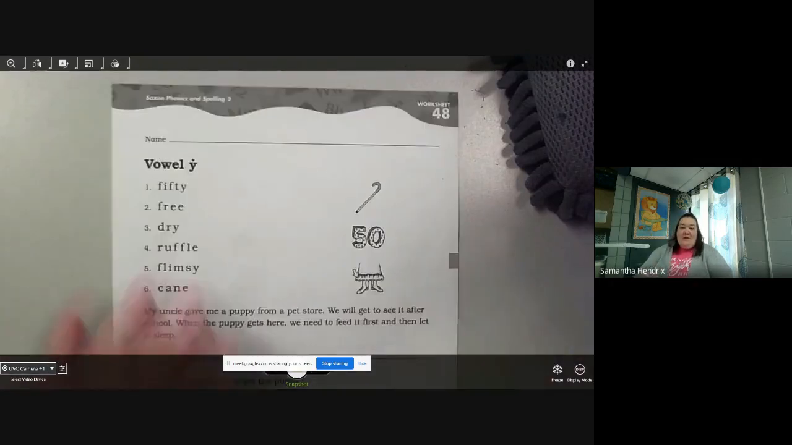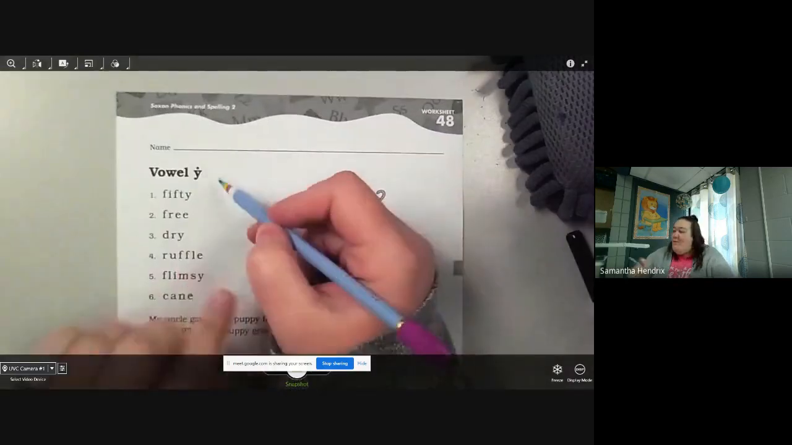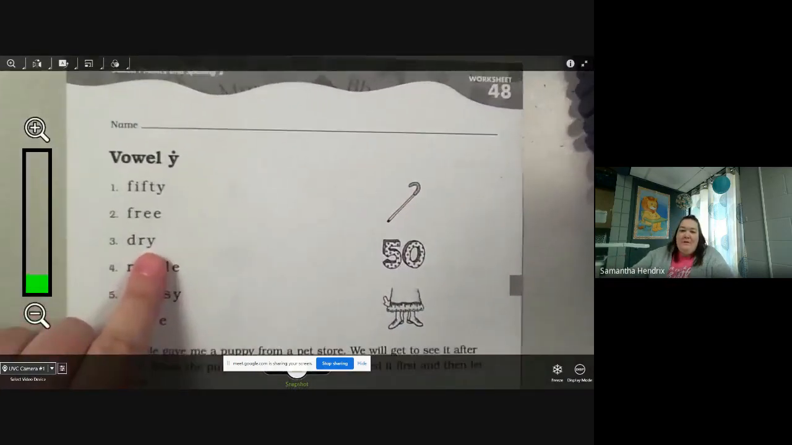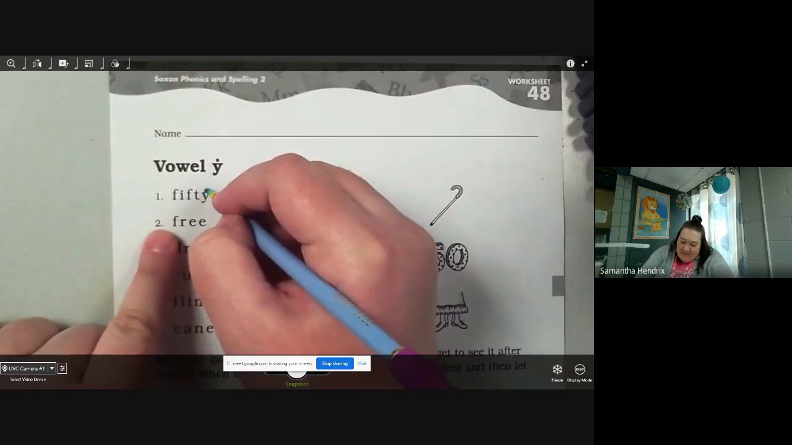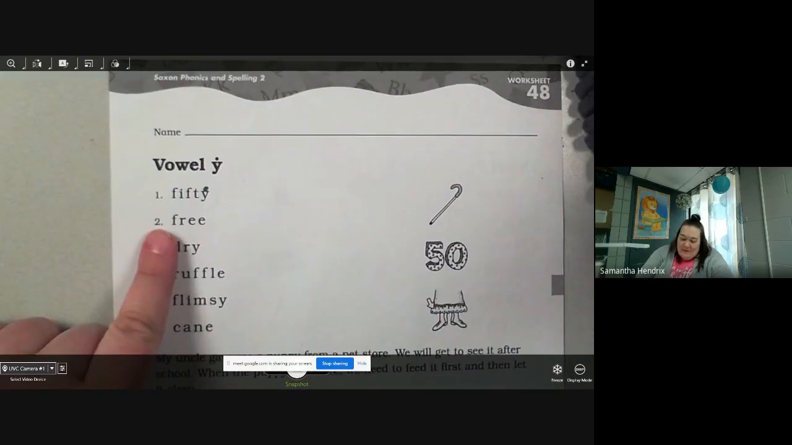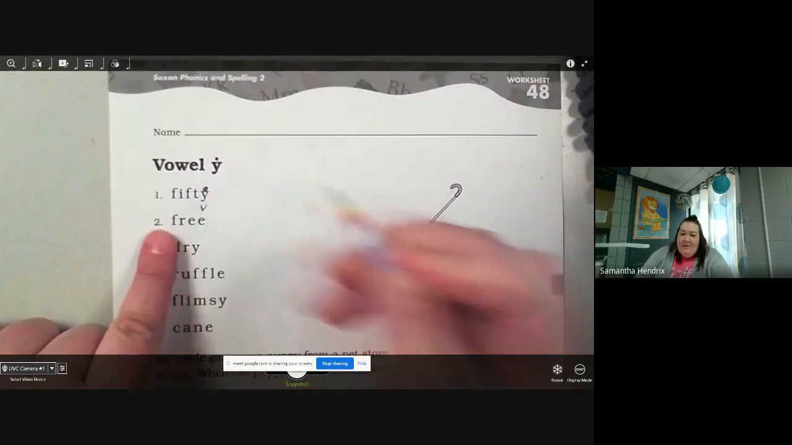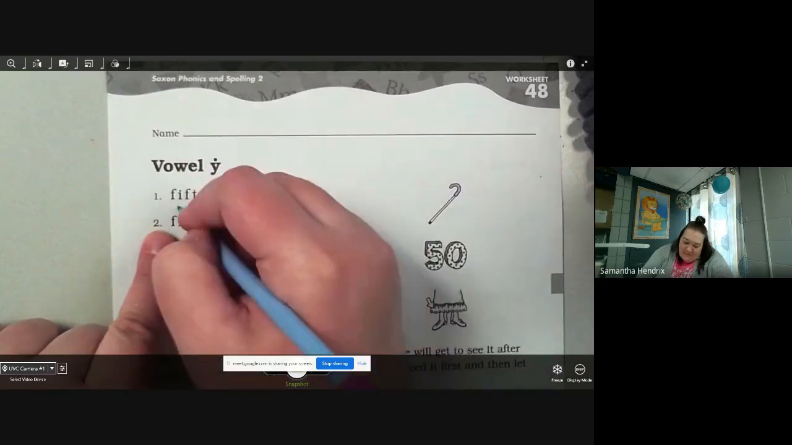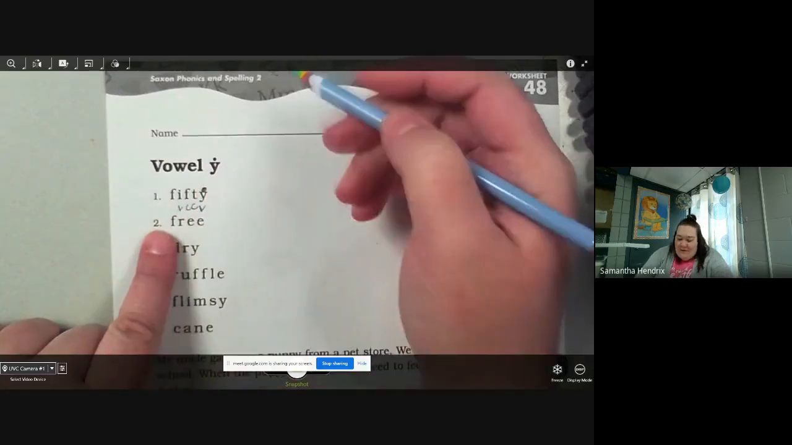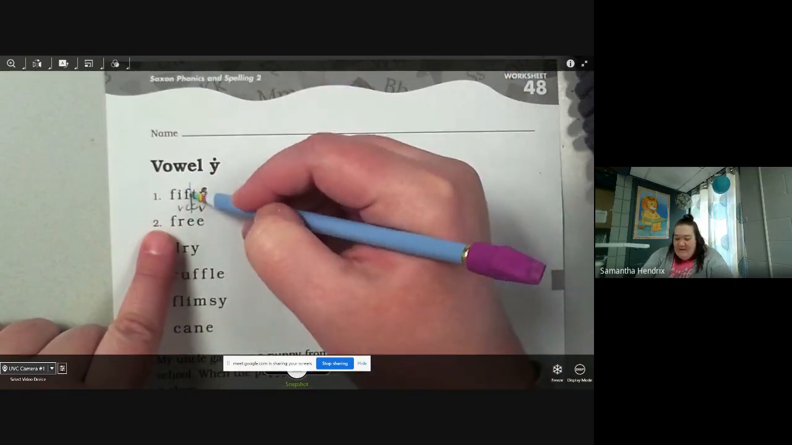Okay. So, worksheet. Let's code. So already we have a Y. I'm going to zoom in a little bit. Okay, we have a Y. So I'm going to go ahead and put a dot because it's at the final position. So I know it's a vowel. So I'm going to go ahead and mark it because I see a vowel, consonant, consonant, vowel. Okay. So I'm going to divide it there.